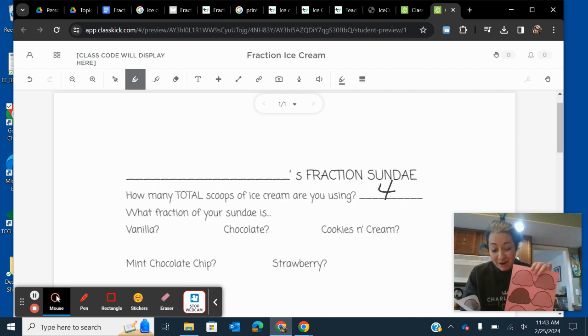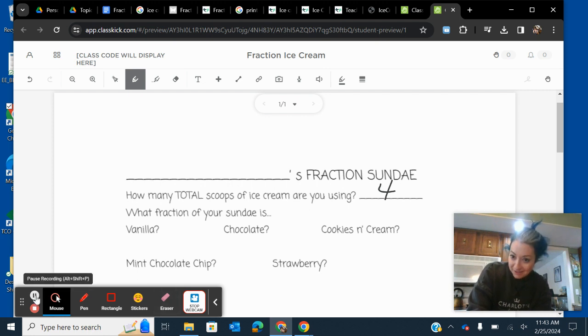I'll have more colors tomorrow. This is the only color I happen to have at home. So I'm going to pause this. When you see me, I will have my scoops of ice cream cut out. Okay, I am back. I have my ice cream scoops cut out.